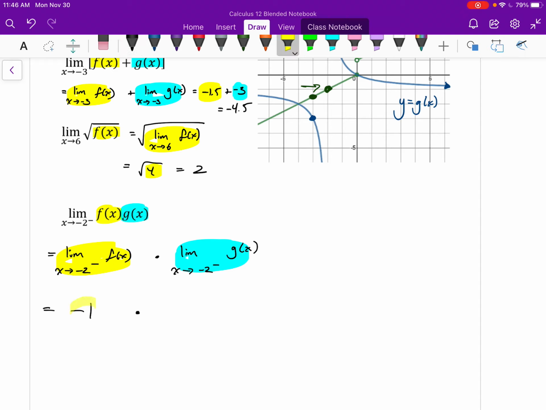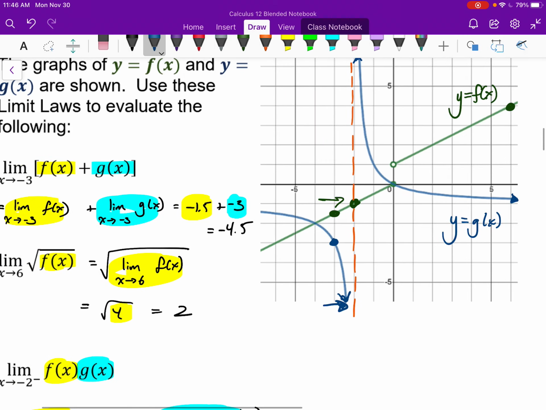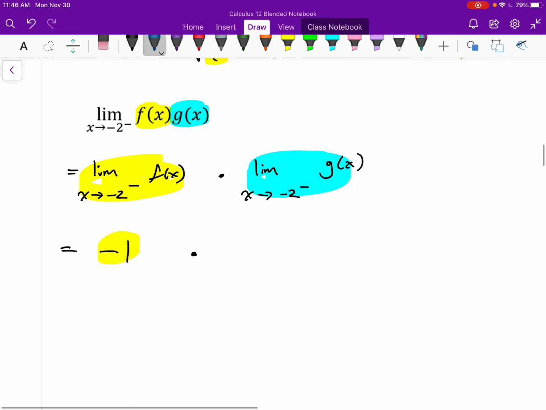Okay. What about the limit as we approach g of x from the left at -2? Well, g of x has an asymptote at -2. So as we approach -2 from the left, it's going down forever. So the limit of g of x as we approach -2 from the left is -infinity.